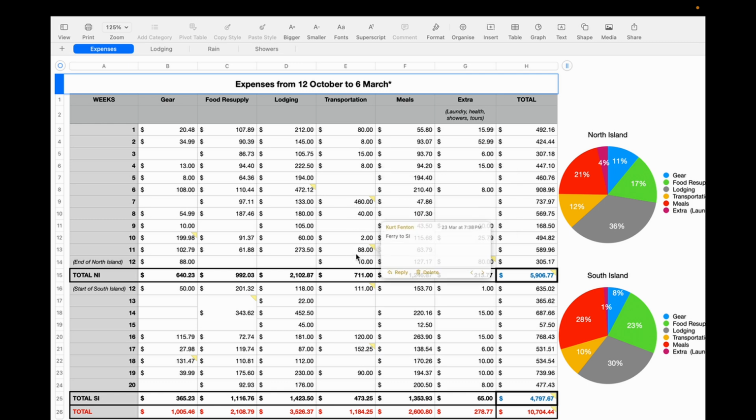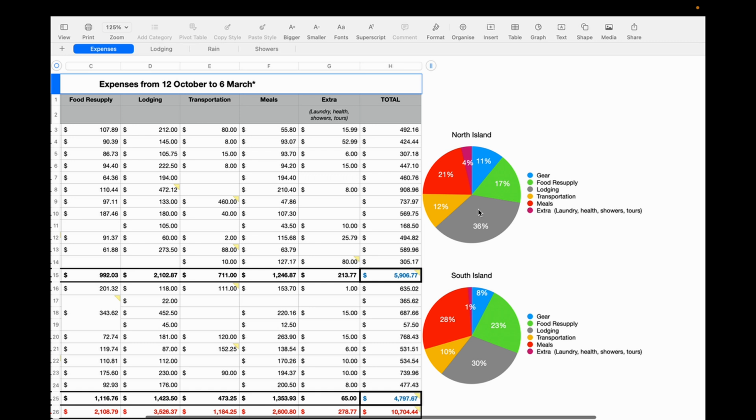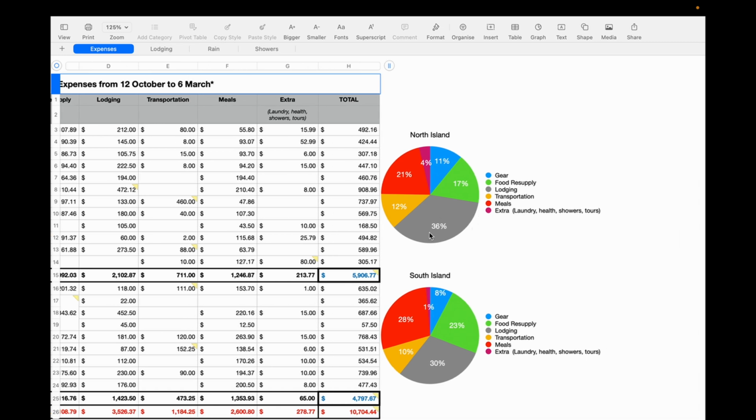That was a big spike there. $88, that was the ferry to the South Island. And the $80 up here, that was for transport to the beginning of the trail. Then here, $80, that was the postage of resupply boxes to the South Island. So you can see that my biggest expenditure in the North Island was lodging, followed by meals and then by food resupply.